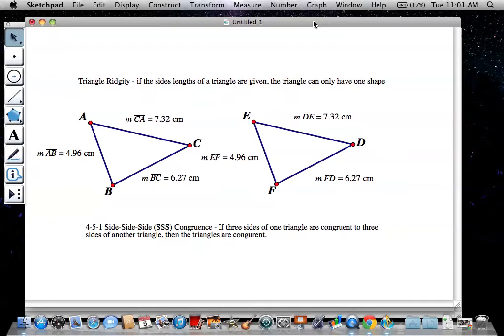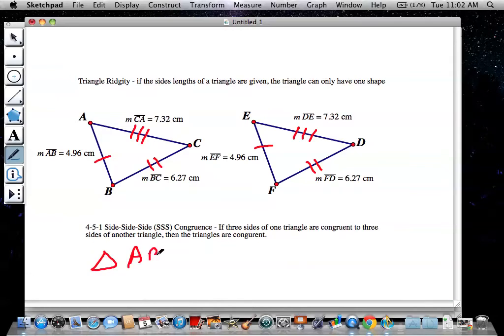So let's look at these two triangles. If you notice AB, BC, and then CA here, I've listed their lengths. And I've also listed the lengths here for EF, FD, and DE. Now if you'll notice, EF and AB are congruent. They have the same measure. BC, same measure as FD, and DE, same measure as CA. So since they have the same side measurements, these two triangles are congruent.